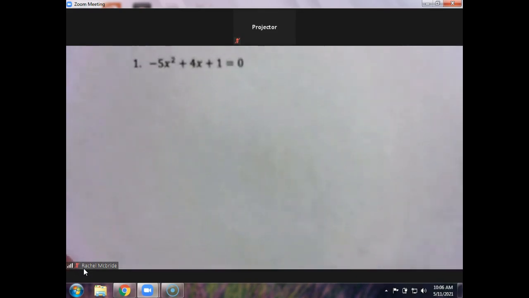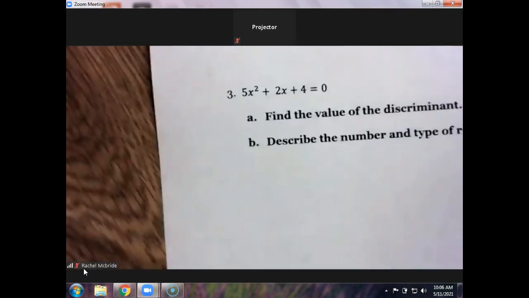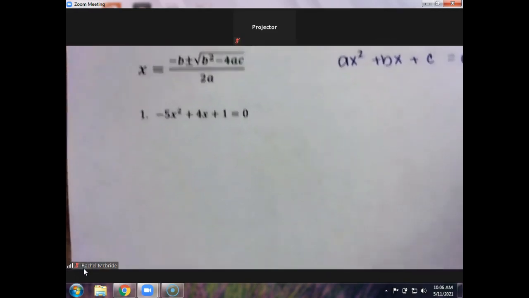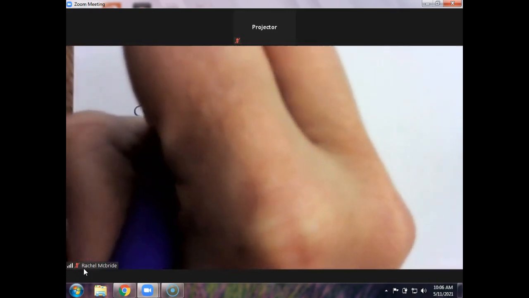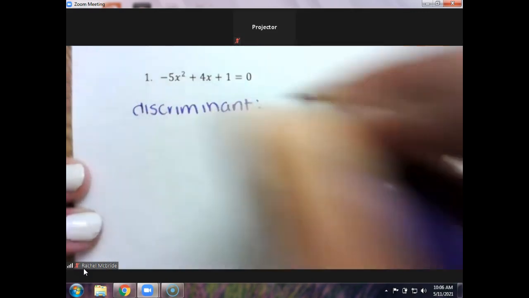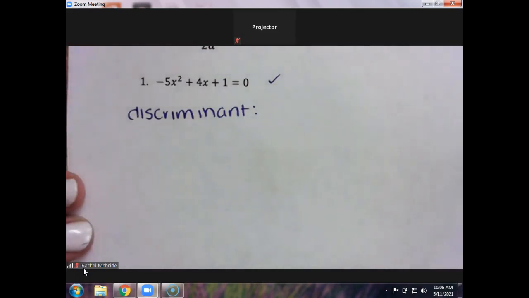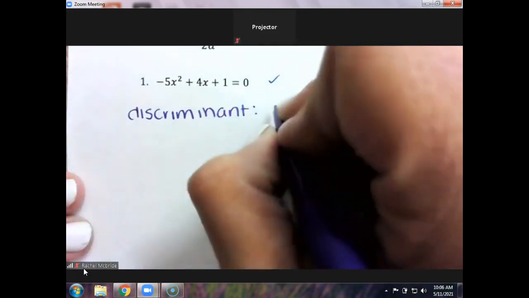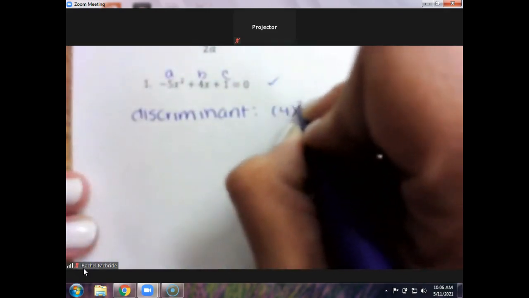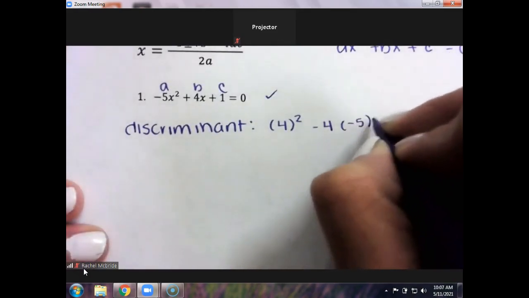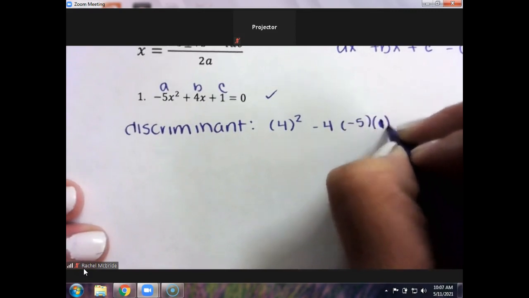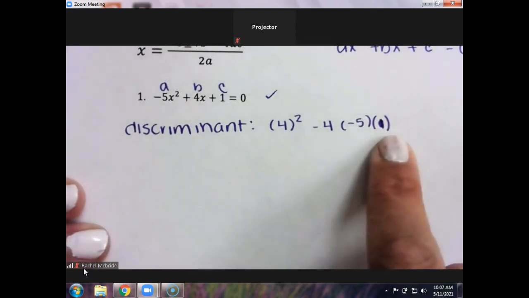So for example number 1, we're going to go through and find all of the key information. So number 1, we start with our discriminant. This is set equal to 0, so we're good. Now we want to find the value of the discriminant, so that's b squared minus 4 times a times c. So a is negative 5, c is 1.